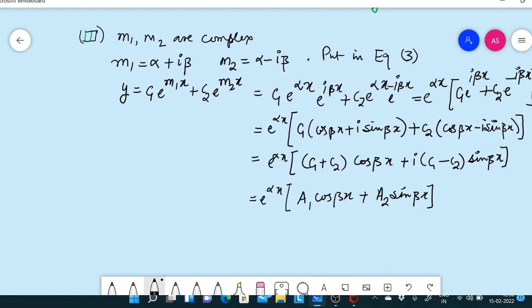So simplifying, we get equation number 5, where capital A1 is equal to the sum of constants C1 and C2, and A2 is equal to C1 minus C2. So equation number 5 will be the solution to the second order homogeneous differential equation if the roots of the auxiliary equation are complex. So now we know all the 3 solutions under the 3 cases, and we will apply these 3 solutions when we solve our questions.